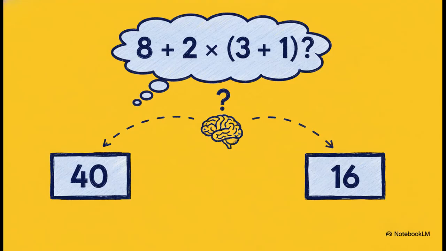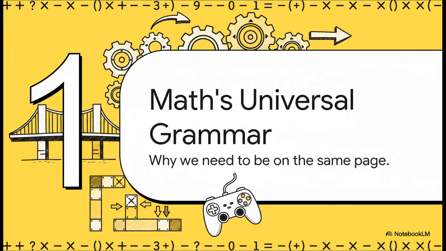Okay, before we dive in, just take a look at this problem. Seriously, what do you think the answer is? Because depending on how you tackle it, you might get 40 or you might get 16. See the problem? This is exactly why we need a clear set of rules. We'll come back to the answer in just a bit. That little moment of confusion you just felt, that's precisely what math's grammar is designed to get rid of. I mean, without a standard order of operations, trying to build a bridge or code a video game would be total chaos. There has to be one and only one correct way to read the sentence.